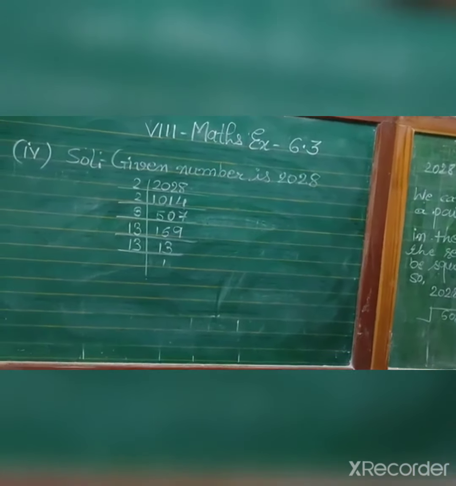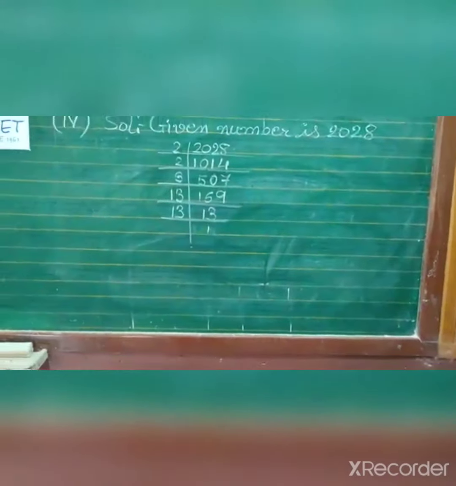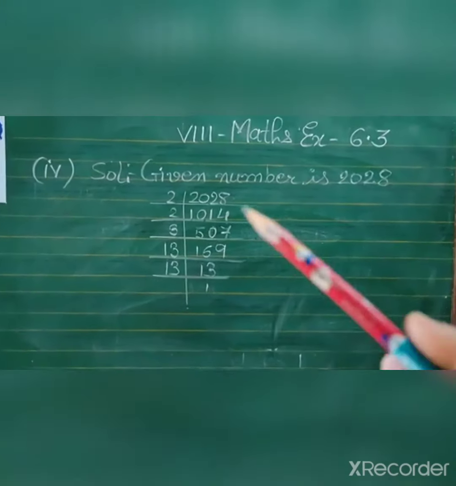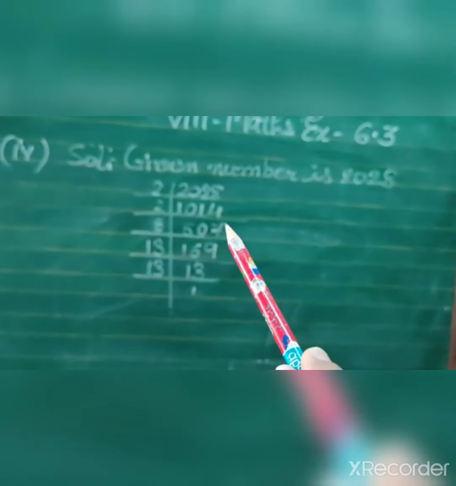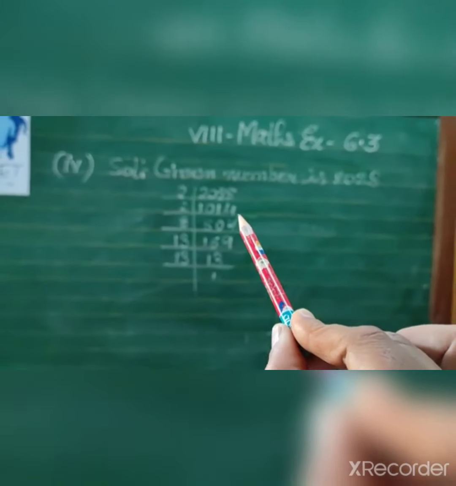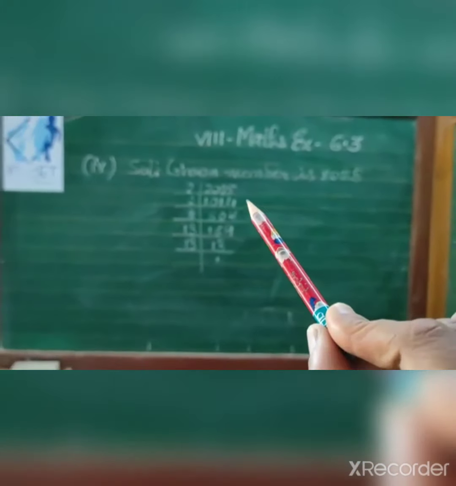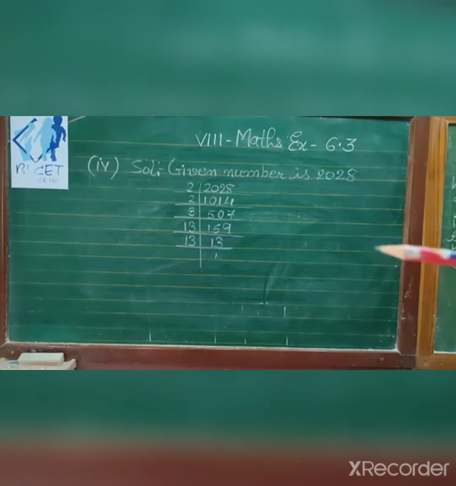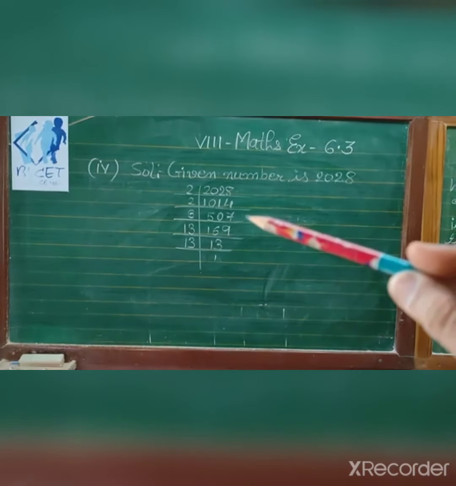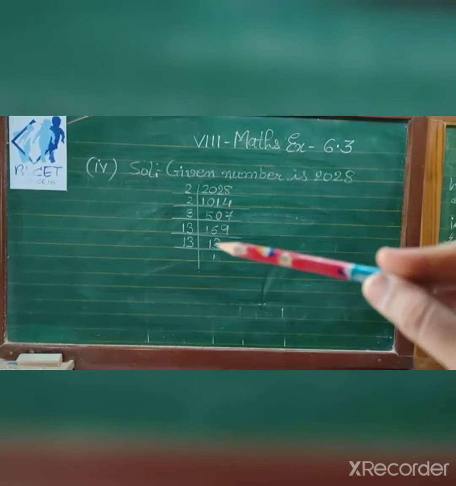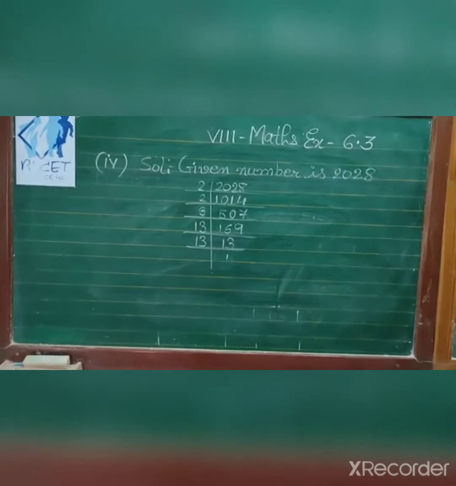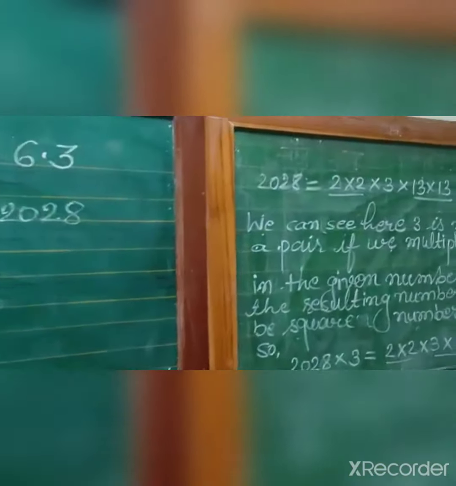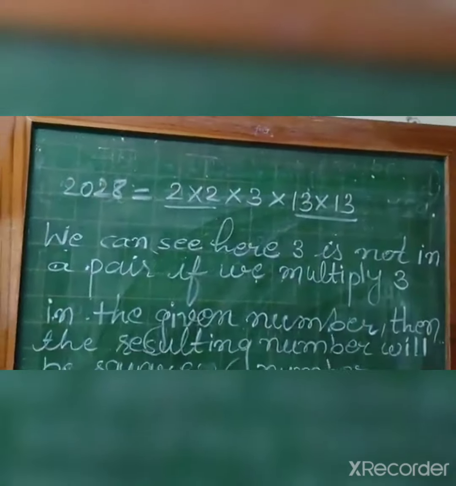So the given number is 2028. You can see here when you take the prime factorization of this, divide by 2, and then it is not divisible by 2 again. So 507 we are getting. In the 507, divide by 3. 3 ones are 3, 3 sixes are 18, and 3 nines are 27, then 13, 13. You can see here. Now what we will write: 2028 is equal to 2 into 3 into 13 into 13.